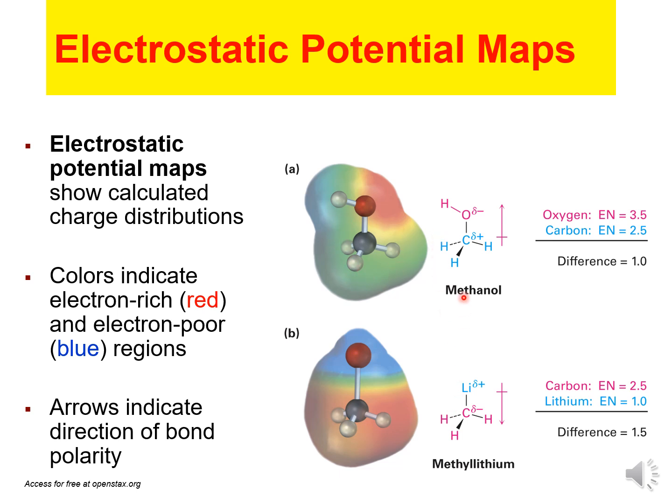Now, there are two examples in this slide. One is that of methanol, and the other is that of methyl lithium. In one case, the carbon is less electronegative than the atom to which it is bonded, which is oxygen here. The difference in electronegativity between the two atoms is 1. Therefore, this bond can be considered to be a polar covalent bond. On the other hand, here we have a carbon-lithium bond. Now here carbon is more electronegative than lithium. Therefore, this bond will also be a polar covalent bond. The difference in electronegativity is 1.5, and the carbon-lithium bond is considered to be polar covalent.